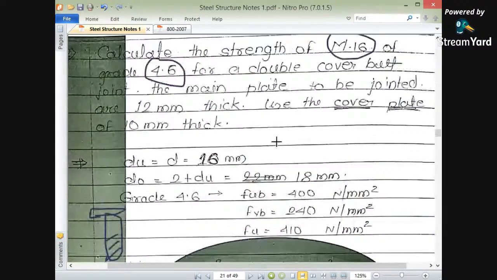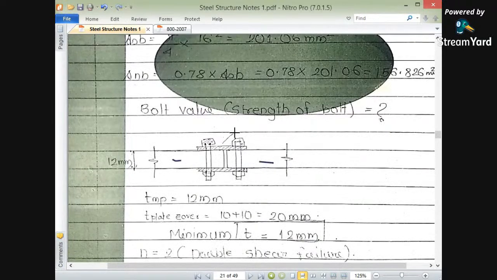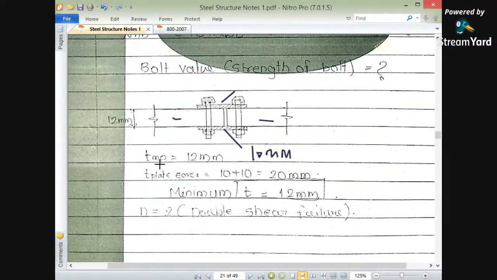What is the thickness of the cover plate? Here the thickness of the cover plate has been taken as 10 mm. That means the top cover plate and the bottom cover plate each have a thickness of 10 mm, whereas the two main plates have a thickness of 12 mm. So the thickness of the main plates is 12 mm, and the thickness of the cover plates, top and bottom, is 10 mm each. So the total thickness of the cover plates is 10 plus 10, that is 20 mm.